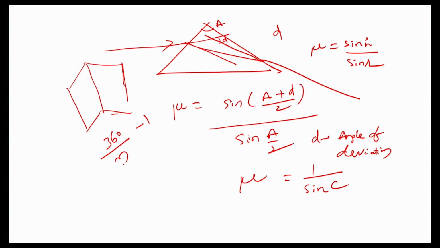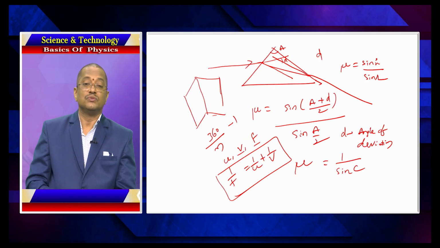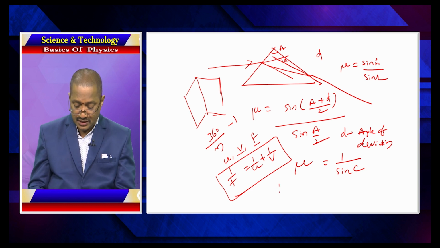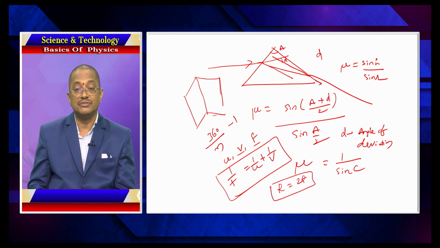If you consider u, v, f, here f is the focal length, v is the distance of the image from the lens, and u is the distance of the object. Then the relation between these three is 1 by f is equal to 1 by u plus 1 by v. This is called the lens maker's formula. 1 by f is equal to 1 by u plus 1 by v. This is very important. And the radius of curvature is equal to 2 times the focal length. This is also one more concept.